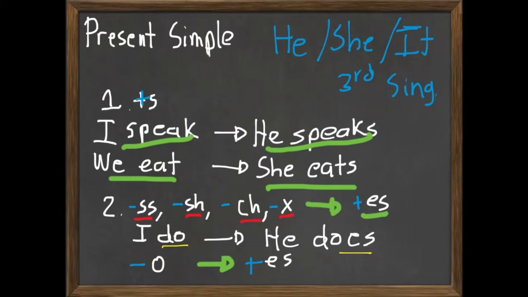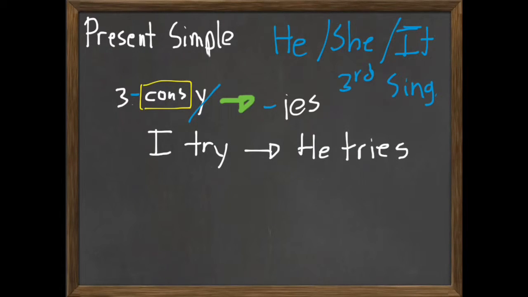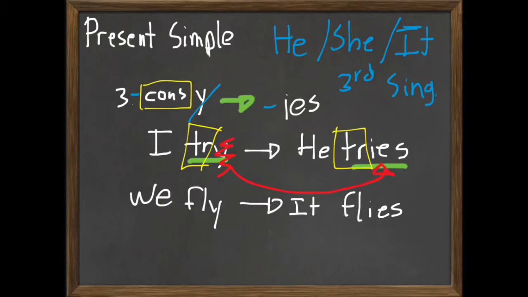Now let's look at the third rule. Any verbs ending with a consonant and a Y will turn into an IES. They will drop the Y and add the IES. For example, I try will turn into he tries. As you can see, it stays the same up until the R, but it drops the Y and changes it to an IES. Another example, we fly, it flies.